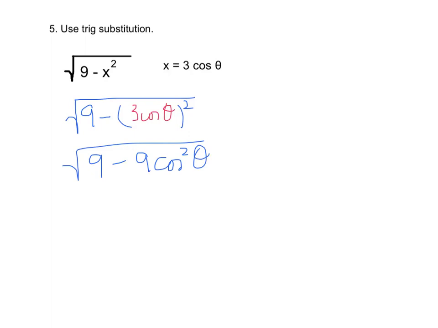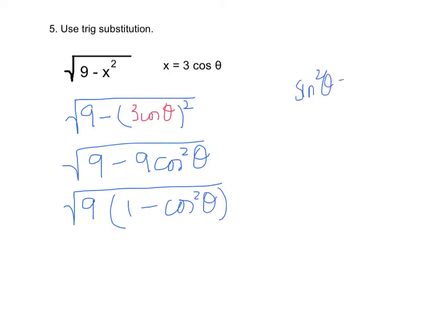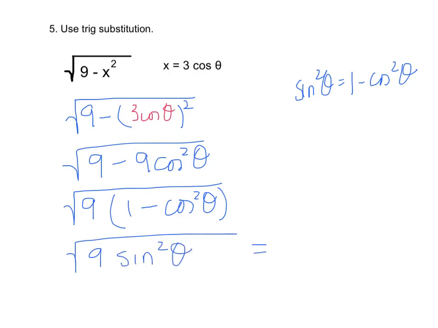You can notice that both terms under the radical have a 9 in them, so we're going to factor that out. That's going to be 1 minus cosine squared theta. We remember that sine squared theta is 1 minus cosine squared theta. So I can substitute, and I have 9 sine squared theta. If I take the square root, I have 3 sine theta, and that is the answer. So we're using a substitution to find the actual answer.